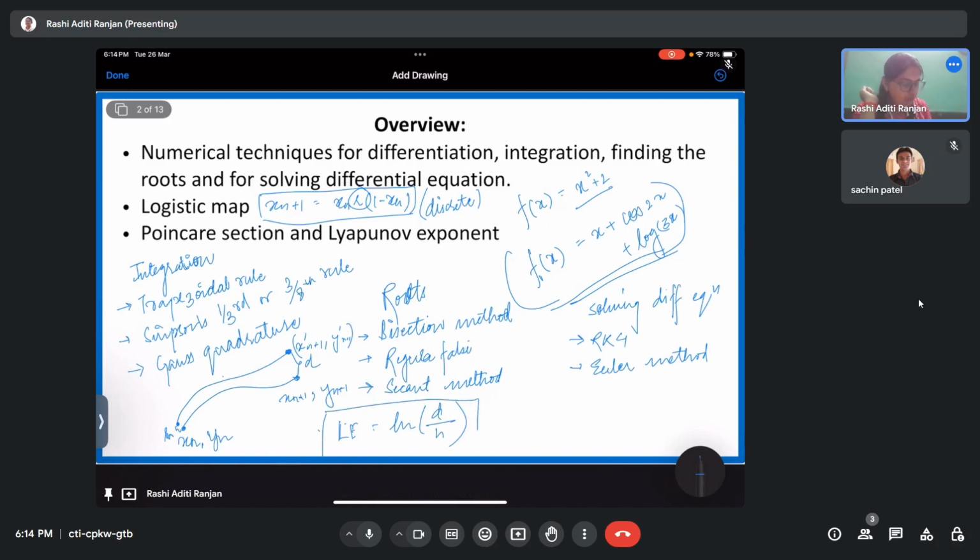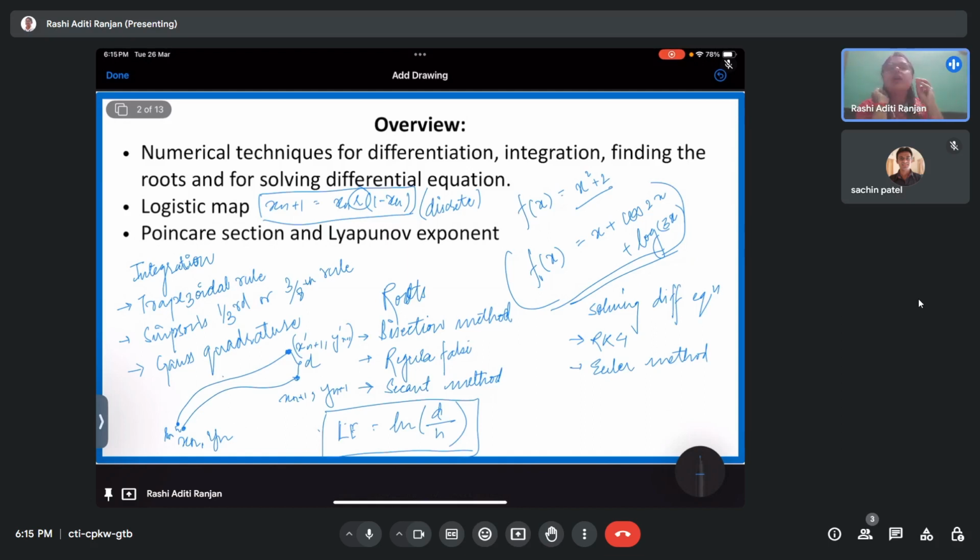So you know the logarithmic function. If my d by h is greater than 1, then the Lyapunov exponent is going to be positive, and if it is less than 1, then it will be negative, right? So what does this mean? This means that if my d is greater than h, so if the final difference obtained after simulation is greater than the initial difference that was given to the system, then I say that my system is chaotic.